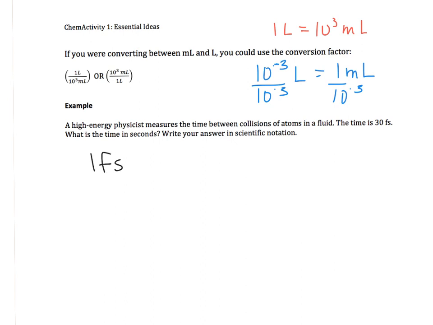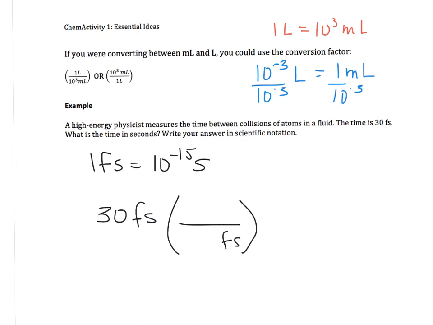1 femtosecond, is equal to 10 to the minus 15 seconds. So if you were to find that in a table, femto is the prefix, 10 to the minus 15 is the factor. And remember that the factor always goes in front of the base unit, which in this case is a second. So we now have an equality. Because we have an equality, we can use it as a conversion factor. So now we're going to start with what we're given, 30 femtoseconds. And we're going to arrange our conversion factor so that the femtoseconds is in the denominator and the seconds is in the numerator. That's going to allow our femtoseconds to cancel.